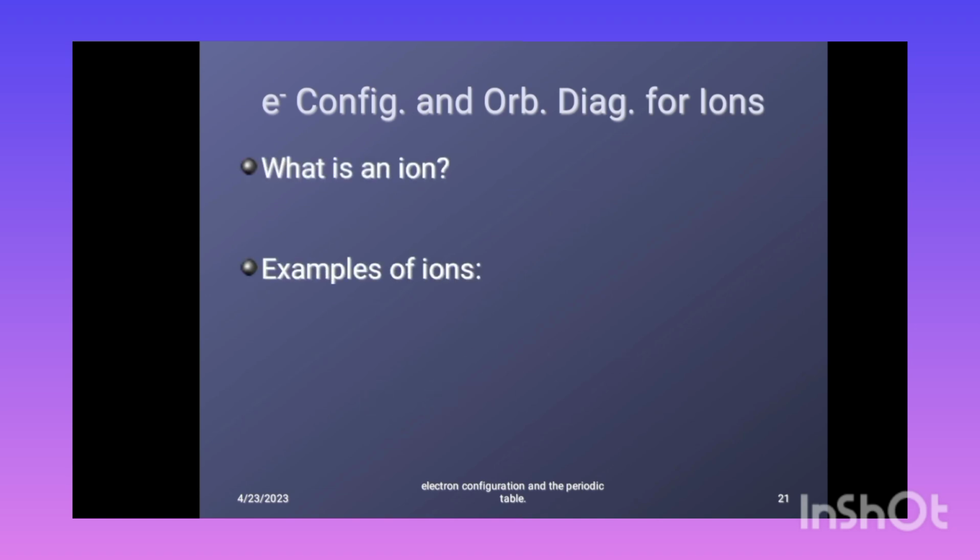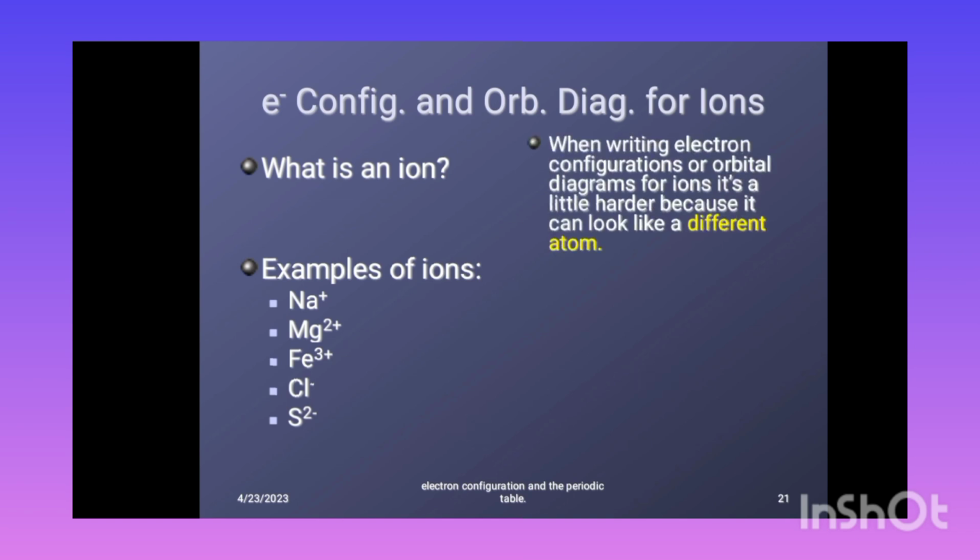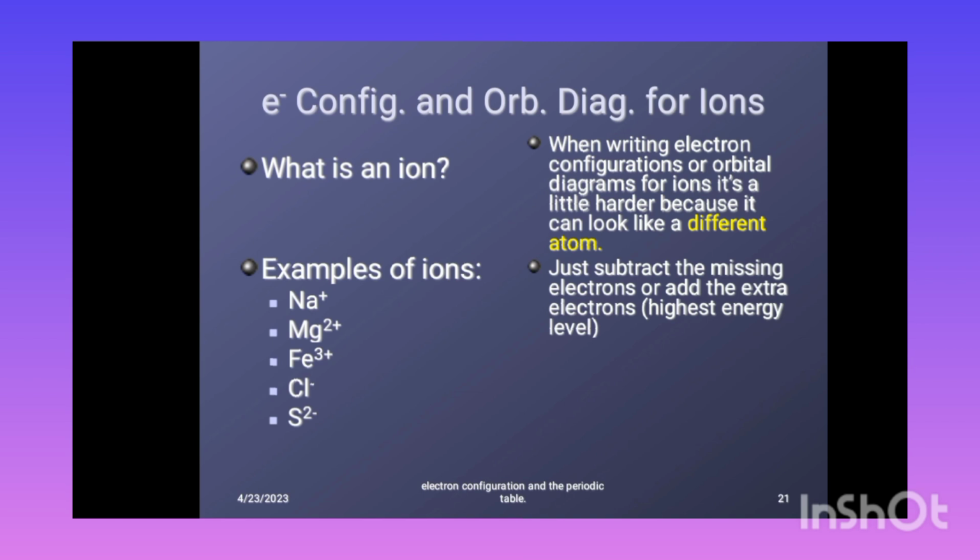What is an ion? Examples of ions: sodium plus, magnesium 2 plus, iron 3 plus, chlorine minus, sulfur 2 minus. When writing the electron configuration or orbital diagram for an ion, it is a little harder because it can look like a different ion. Just subtract the missing electrons or add the extra electrons in the highest energy level.